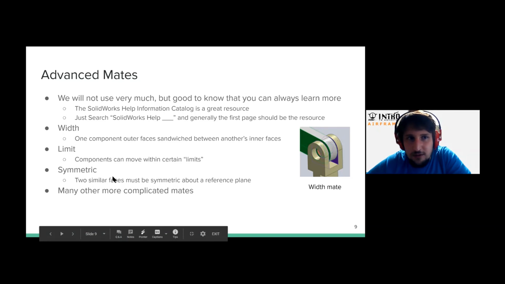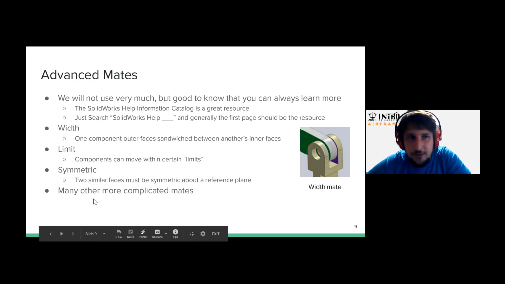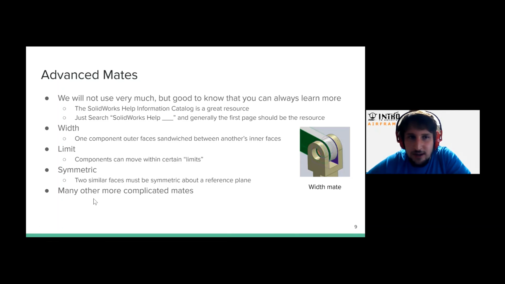If you ever want to explore them, you can just Google SolidWorks help and then limit or width, and it'll pop right up with the SolidWorks help catalog, and it gives information based on what version you're on. So it's a pretty awesome resource.